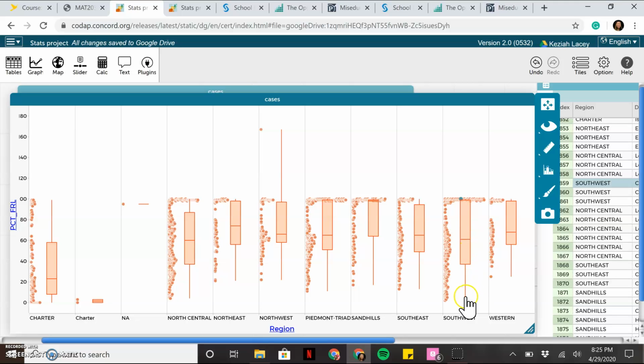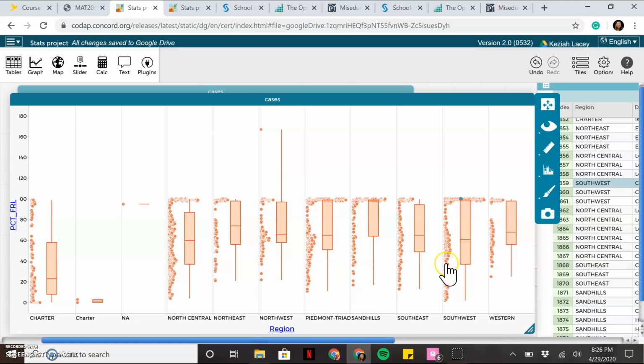So if you look at the 25th percentile in both the Southwest and North Central areas, you can see that they're both 37%. Then if you go up to the median, North Central is 60, and then the Southwest is 61%. So there's not a whole lot of variation there. If you were just given the median, you wouldn't think that there's a whole lot of variation between the two regions. But as you can see right up here, the Southwest region already has a lot more schools.